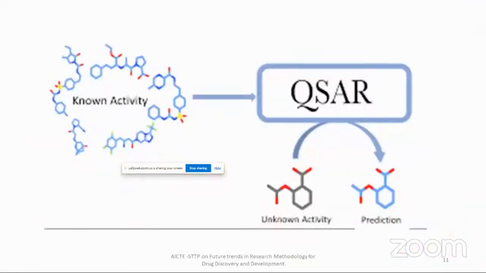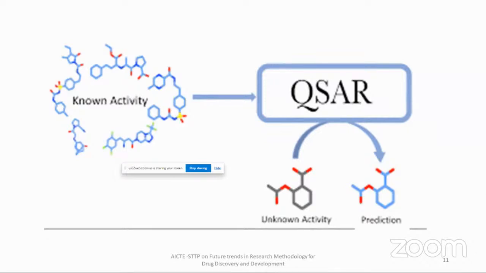In these rational approaches, there are various methods, like QSAR, molecular docking, molecular simulation tools, virtual screening, and ADMET prediction. So various methods are there. Among them, the very first one is QSAR, or quantitative structure activity relationship.